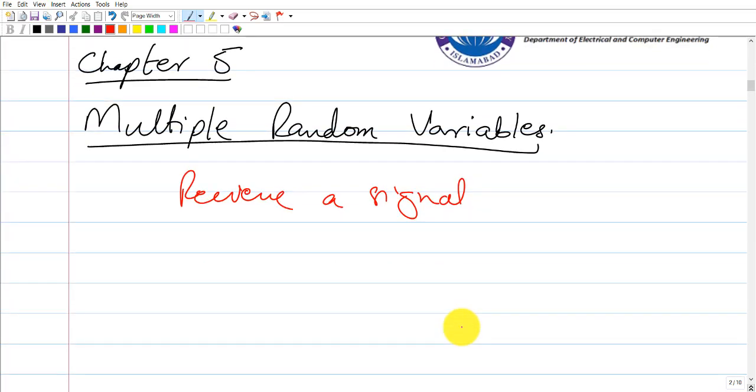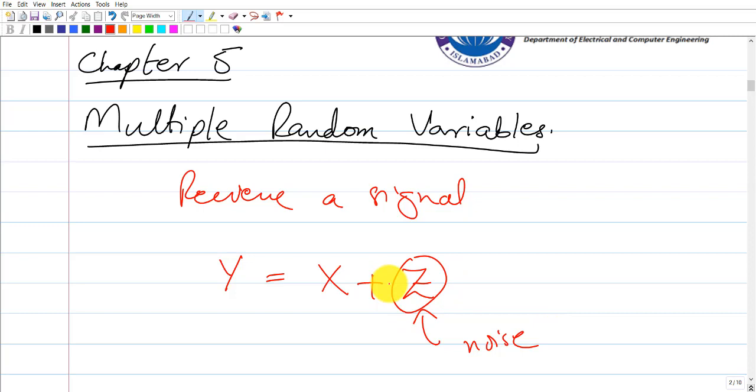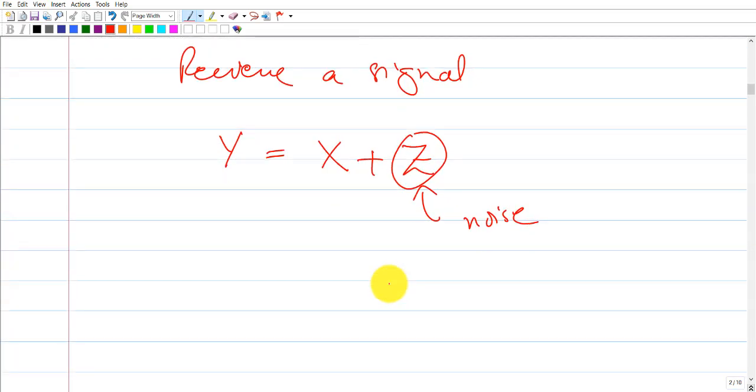What happens actually is that we do not exactly get what has been transmitted by the transmitter. Say we receive the signal Y and X was transmitted. This is the ideal condition, if you receive Y and X was transmitted. But what happens is that we have certain noise included in it. This noise could be anything. If you are measuring a voltage with a voltmeter and we are not getting the exact voltage, it means that the instrument is giving some measurement error. So it could be anything. This is just one very basic simple example.